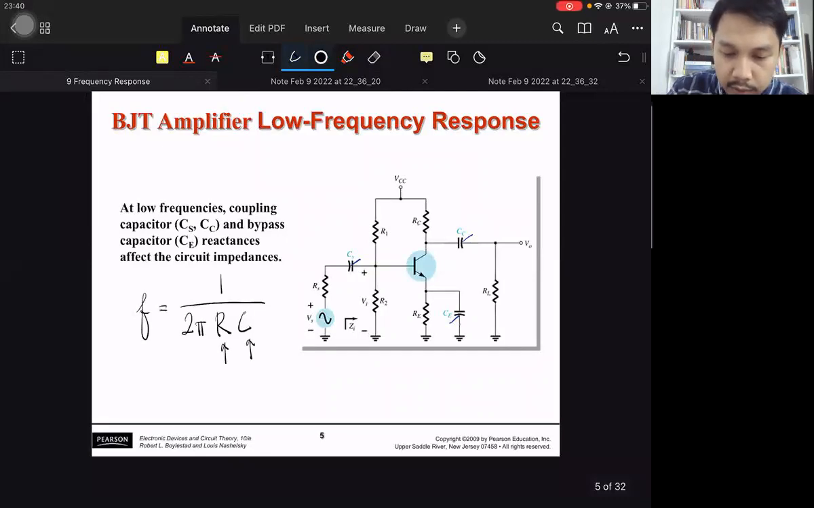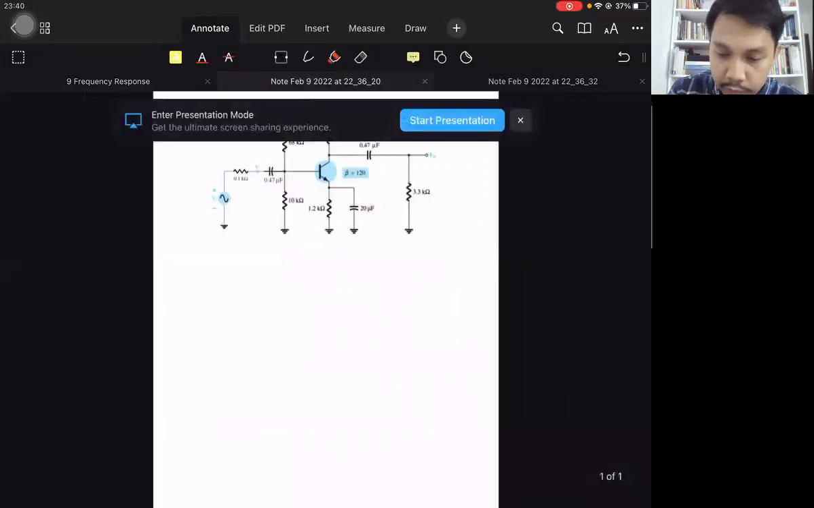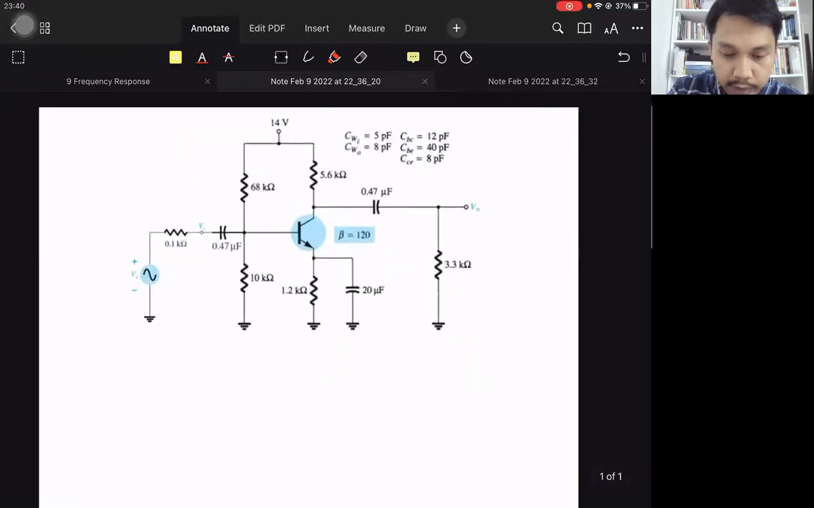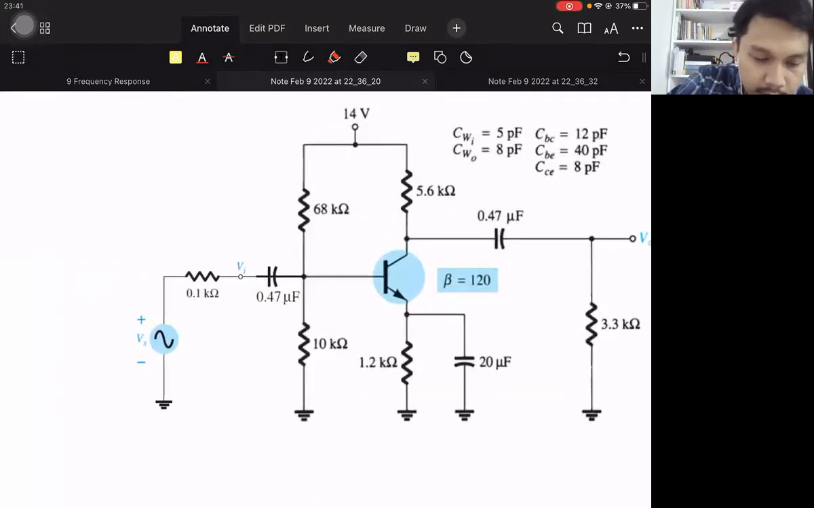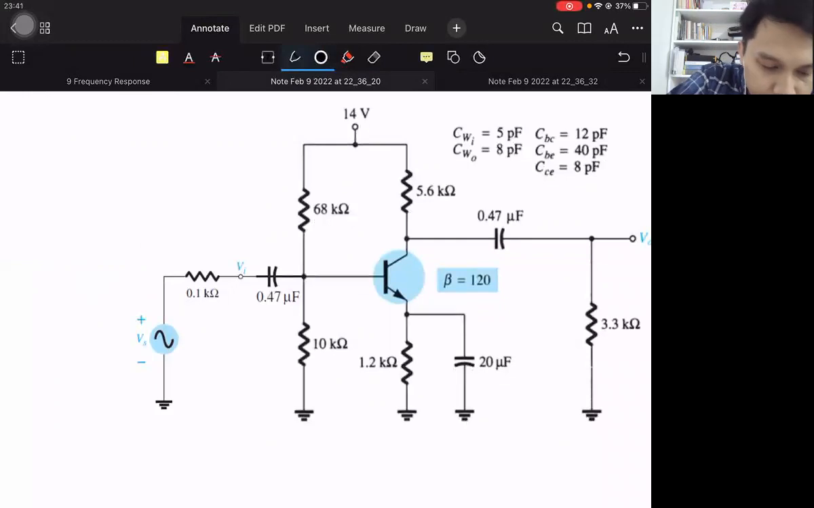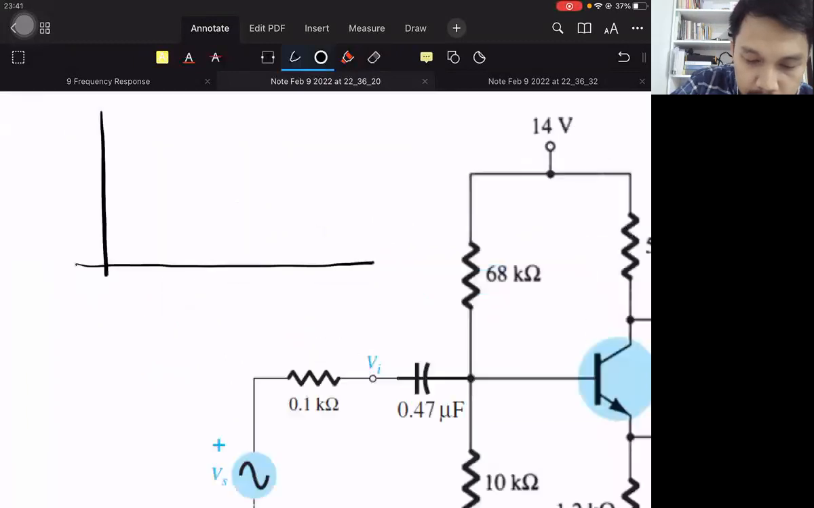So I believe it would be best to actually solve an example para ma-illustrate not only how to use the formulas of course, but also how to determine the frequency response. So the main objective of this example is to find the frequency response of this amplifier. So ang atong endpoint ani is something that would look like this. It should be this one, no? Again, Bode plot.